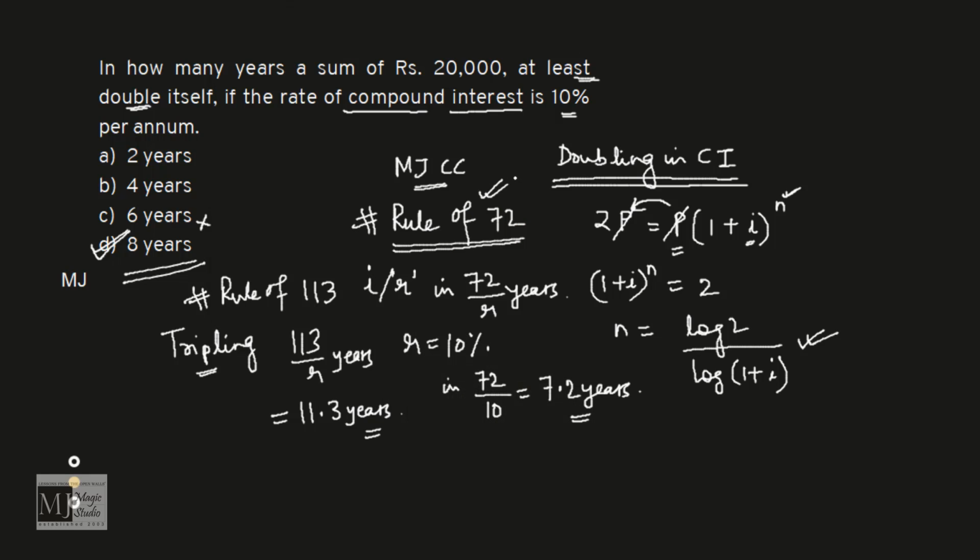So these two rules are very handy and very useful. We can use them while calculating doubling or tripling effect under compound interest. I hope this is clear with all of us. Let's move on.